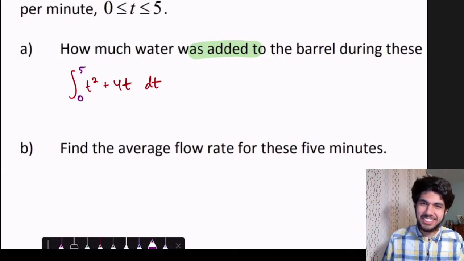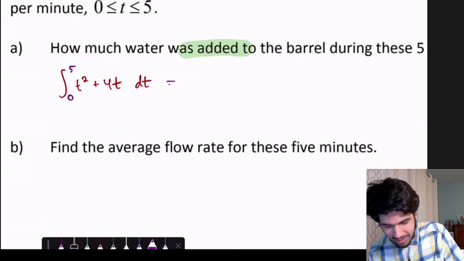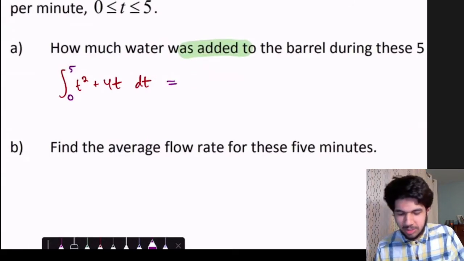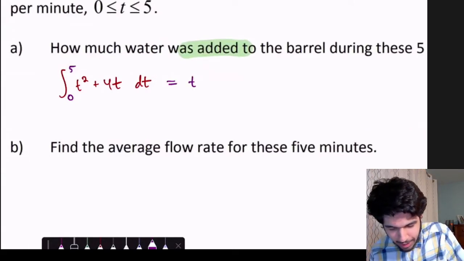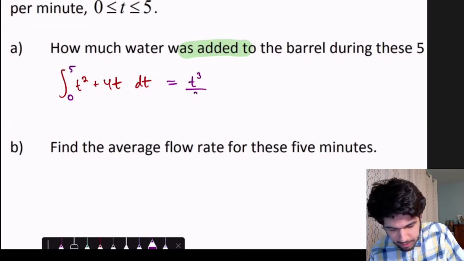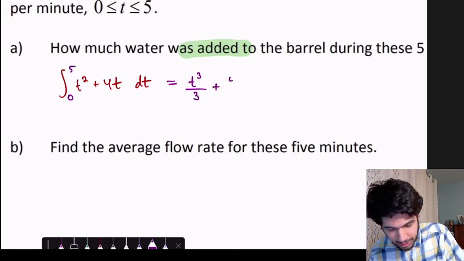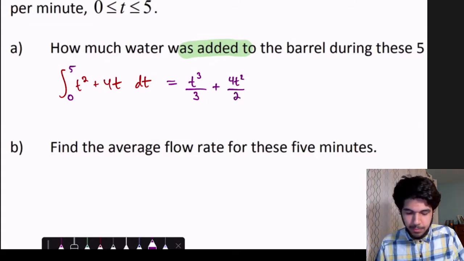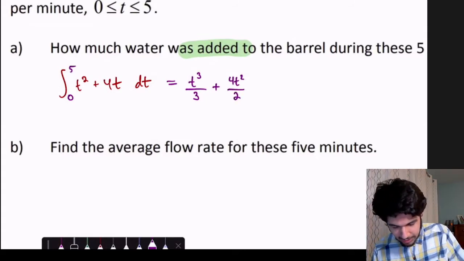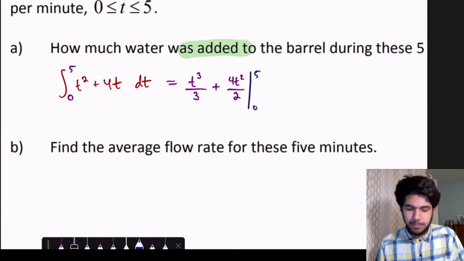We know how to solve this. We're good at integrals now, we can solve this no problem. So let's do it. Let's see, integral of t squared. We raise the power to 3, 2 plus 1, and then divide by that new power. Then we add to that the integral of 4t, so we add 1 to the power of t and divide by the new power. And we're going to evaluate this from 0 to 5.